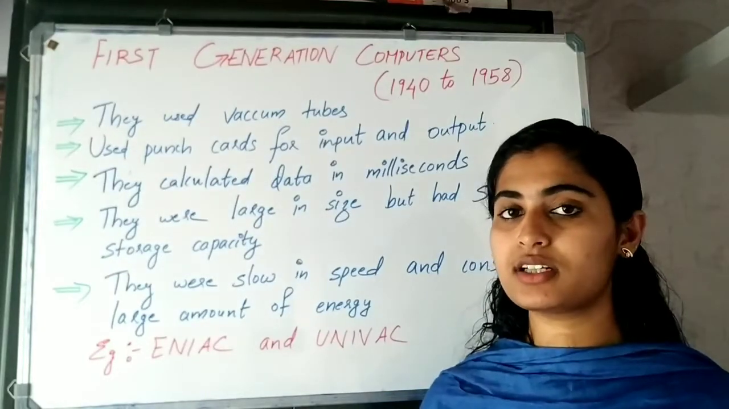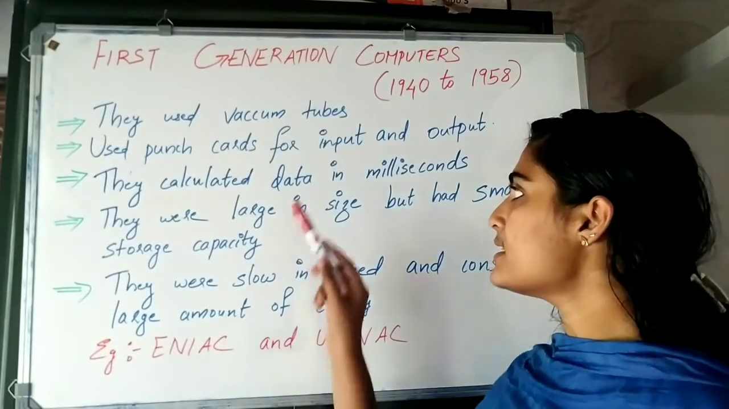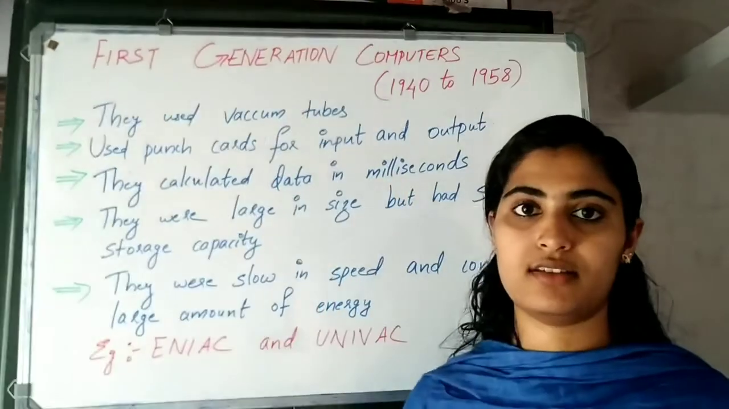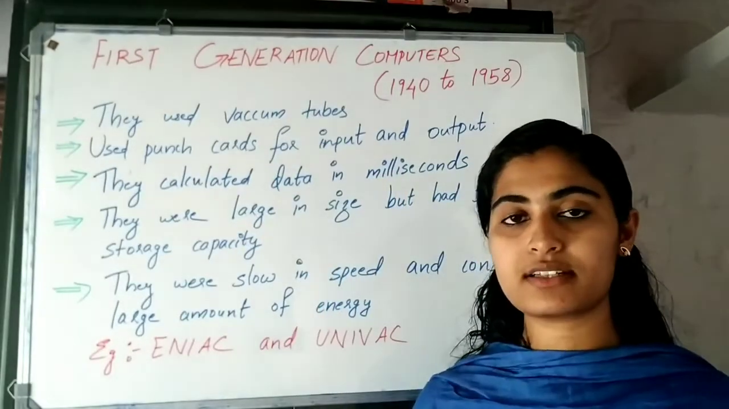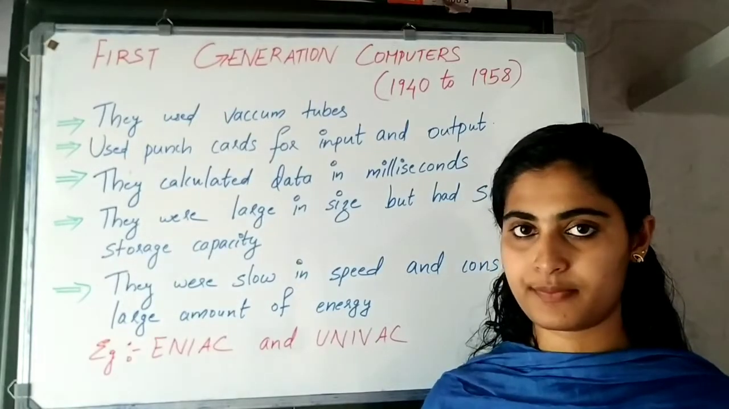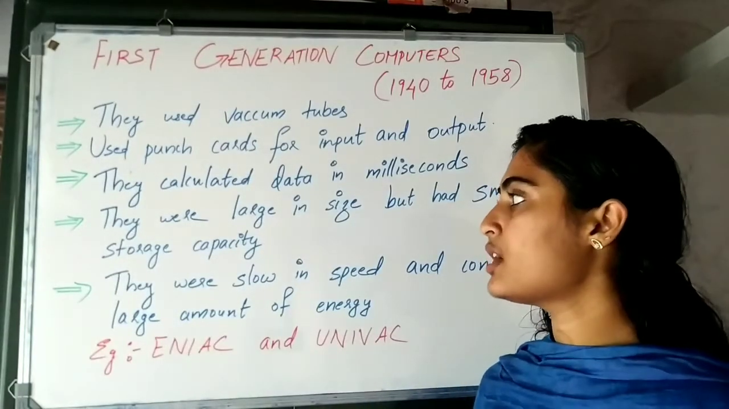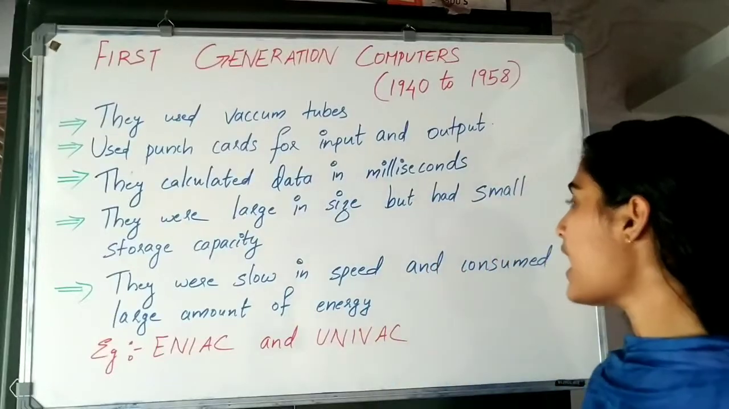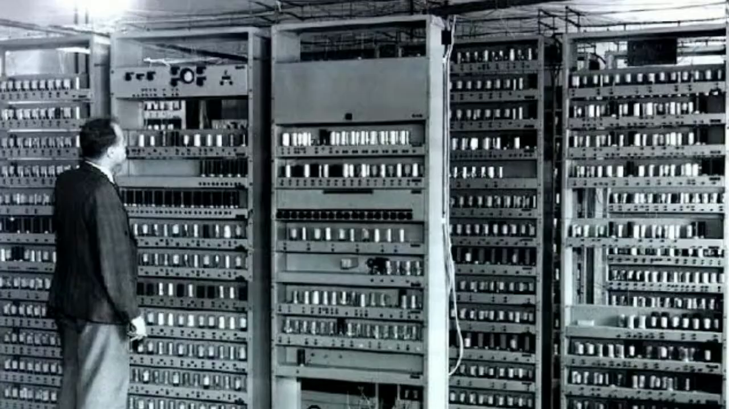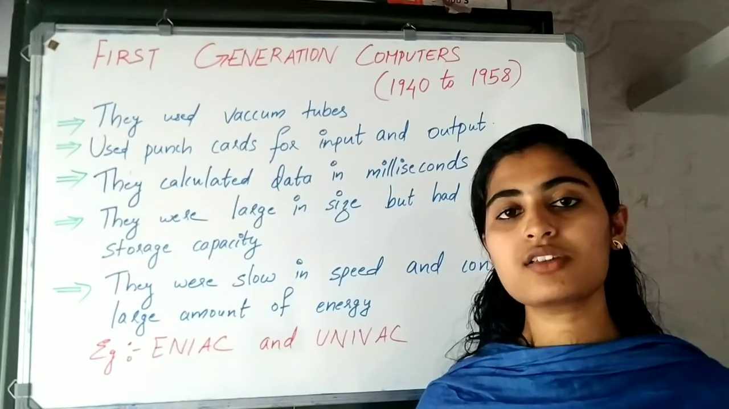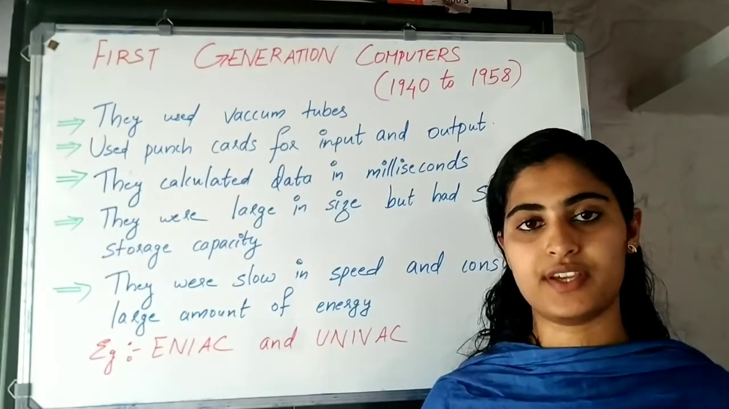And what is the third point? They calculated data in milliseconds. That is, data was calculated in the form of milliseconds. Then what is the fourth point? They were large in size but had small storage capacity. They were very, very large, as large as a room. A computer would fit inside a room. Even though they were large, their storage capacity was very small.